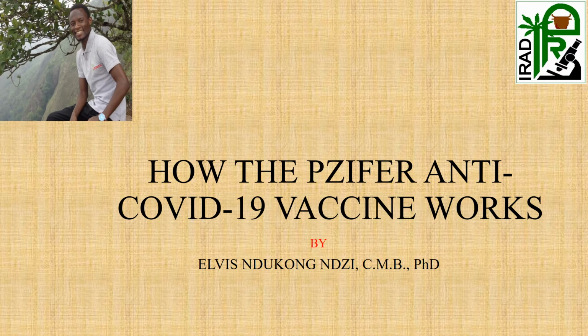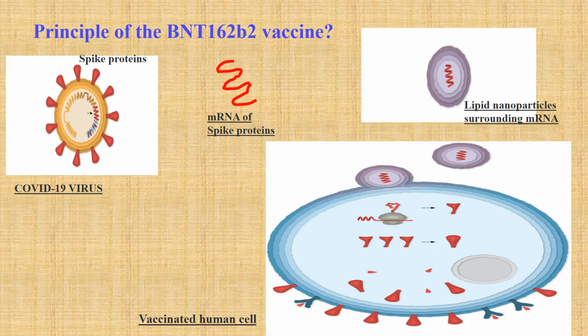Hello everyone. In this video we are going to be seeing how this vaccine that was produced by Pfizer, also called the BNT162b2 vaccine, works. Okay, and now in order to understand the principle on which this vaccine operates, we have to start from the structure of the COVID-19 virus.